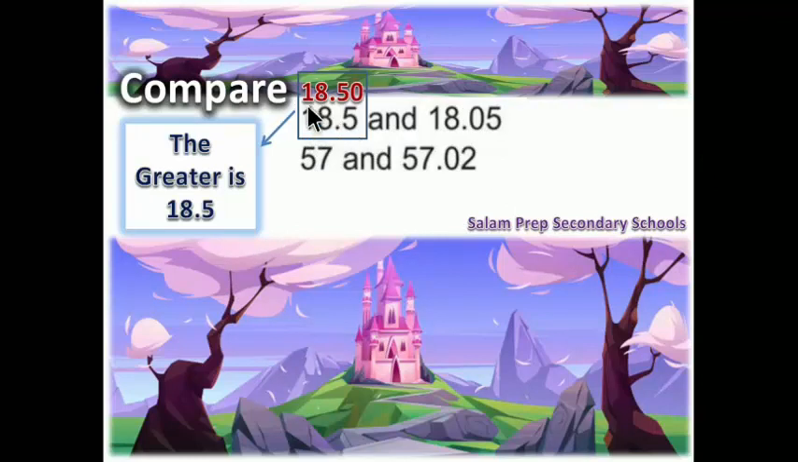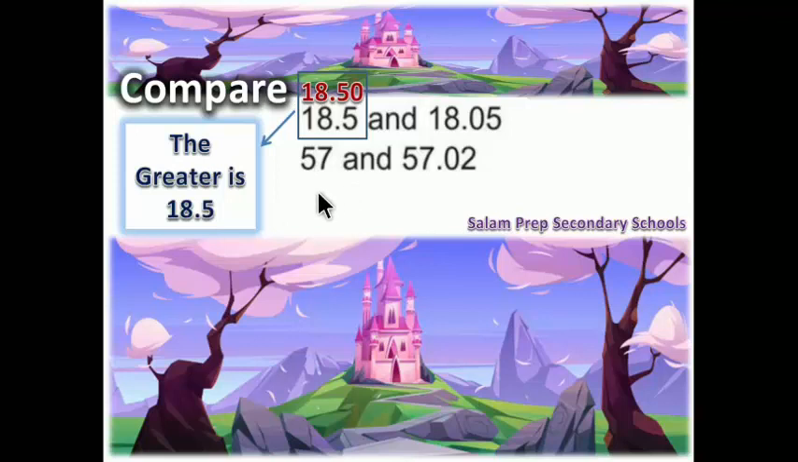18.5 will be 18.50. We put 0, okay? Now we have 18.50 and 18.05. The whole numbers are the same. Please look at the decimal part, 50 and 5. 50 is the greater, so 18.5 is the greater.